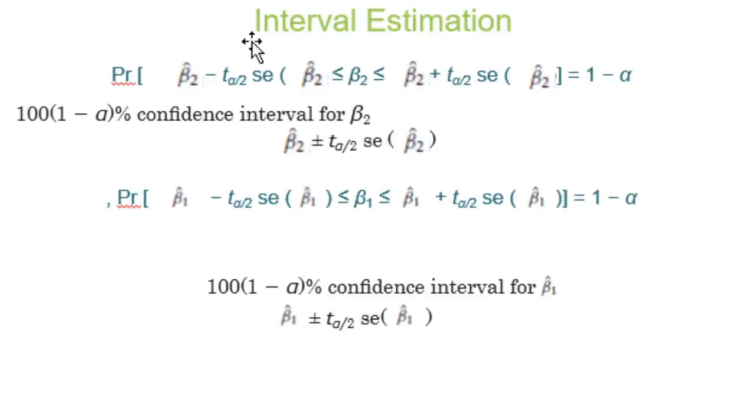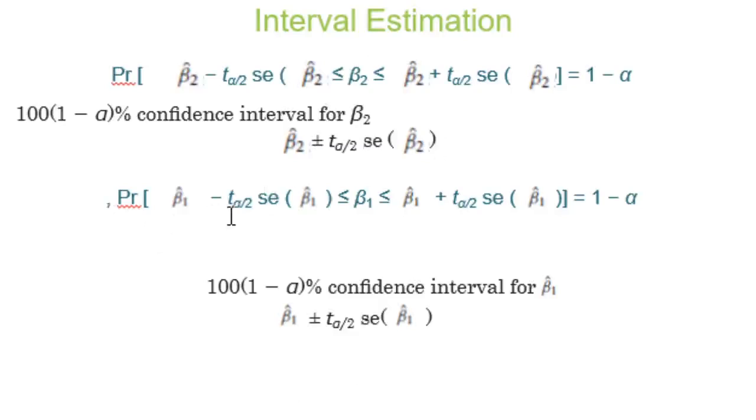Here in this section we define the confidence interval for beta 2. This can be written as probability of beta 2 cap minus t alpha by 2 standard error of beta 2 cap less than or equal to the true beta 2 less than or equal to beta 2 cap plus t alpha by 2 standard error of beta 2 cap. These are the two confidence limits, and this will be equal to the confidence coefficient. This can be summarized as beta 2 cap plus or minus t alpha by 2 standard error of beta 2.